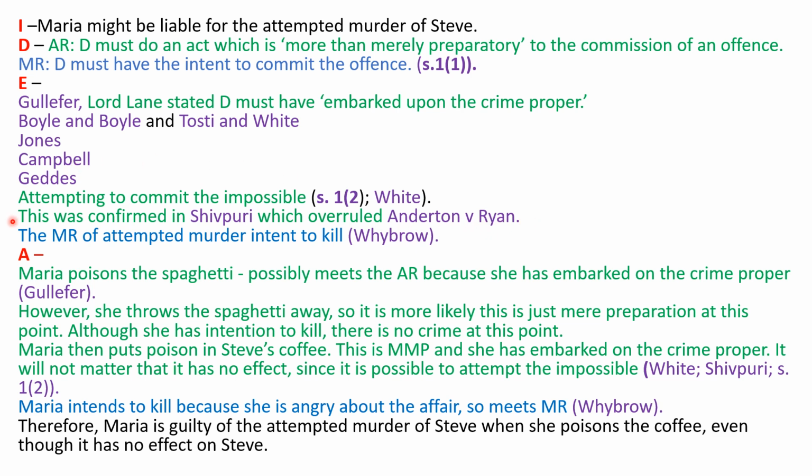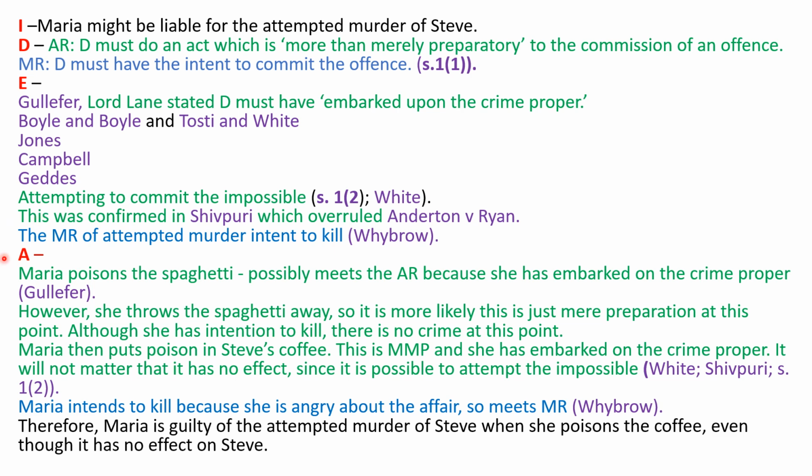And then explain the mens rea of attempted murder. That's quite straightforward. So the mens rea of attempted murder is intention to kill, Whybrow. So there's a higher level of mens rea for attempts than there is actually for murder. Because for murder, the mens rea is intention to kill or intention to commit GBH. But for attempts, only intention to kill is sufficient. And that comes from Whybrow. So we've identified, we've defined, we've explained with our cases.